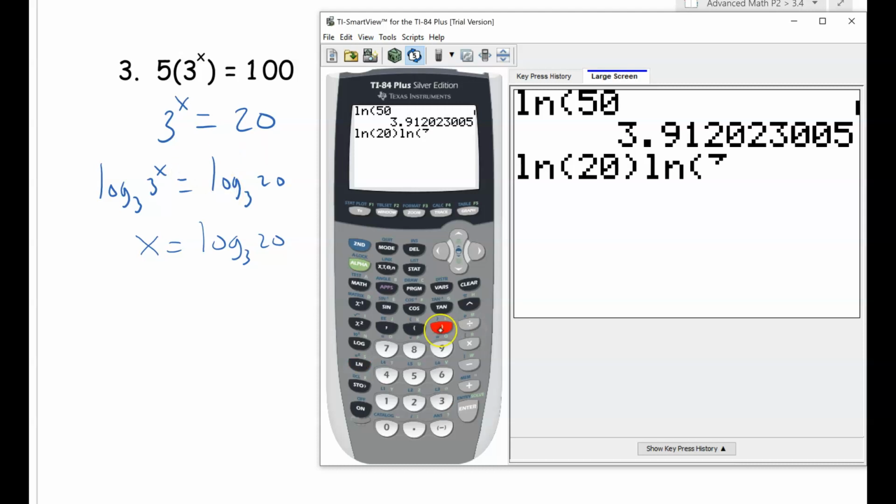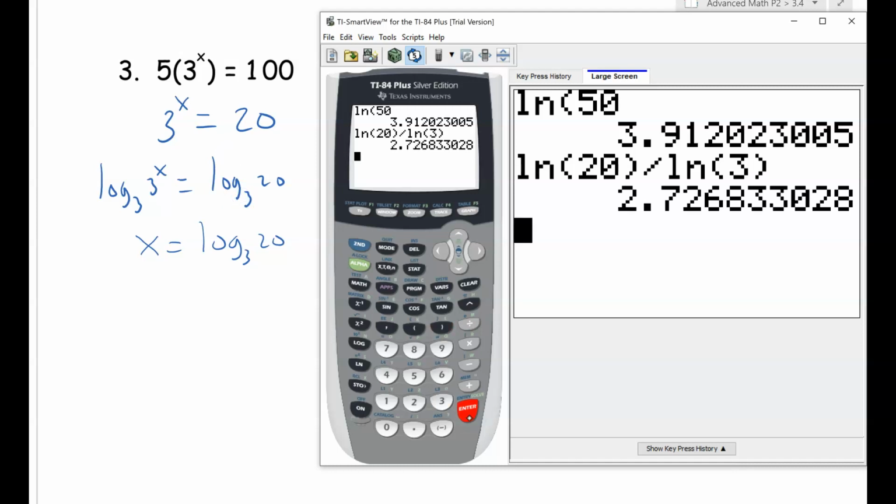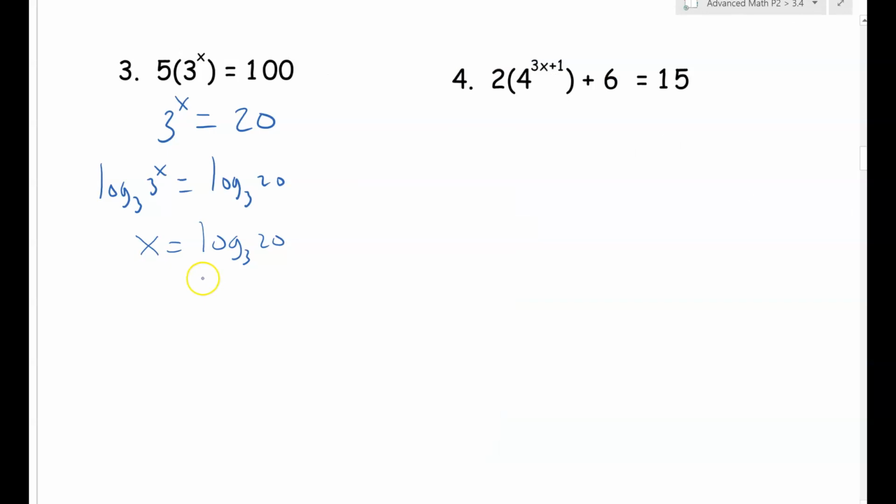ln 3. Oops, I forgot my divide. Divide. Yeah, I got to redo that one. ln 20 divided by ln 3. All right, 2.723, we'll say. 2.723 is my x. All right.